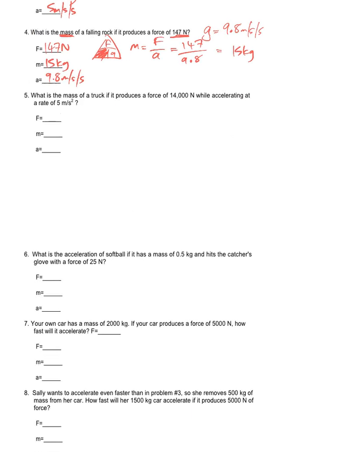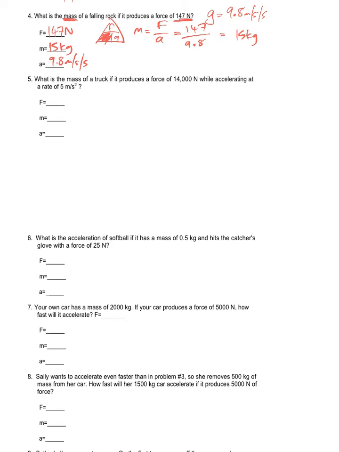Scrolling up, what's the mass of a truck if it produces a force of 14,000 newtons, accelerating at 5 meters per second squared? So we know the force, we know the acceleration. It's just like the last question. Mass is equal to force on acceleration. The force is 14,000 divided by the acceleration of 5. 14,000 divided by 5 is 2,800 kilograms. So force 14,000 newtons, mass is 2,800 kilograms, acceleration is 5 meters per second squared.